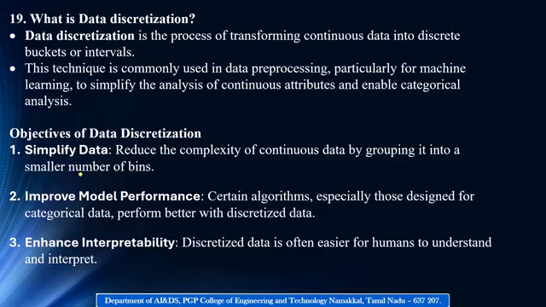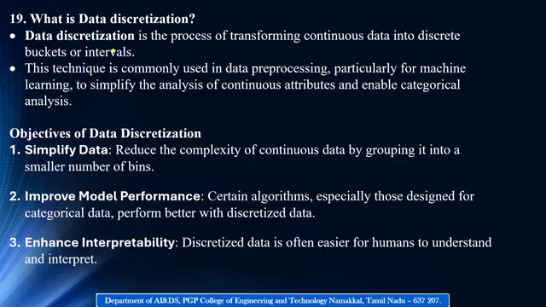Okay, the word discrete mathematics, or discrete. What does discrete mean? It means the data is not going to be continuous. Here, we are going to cut the data into pieces. We are not going to have the data in a continuous way. So this is called data discretization.